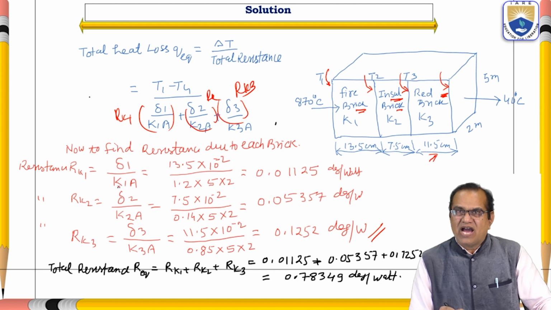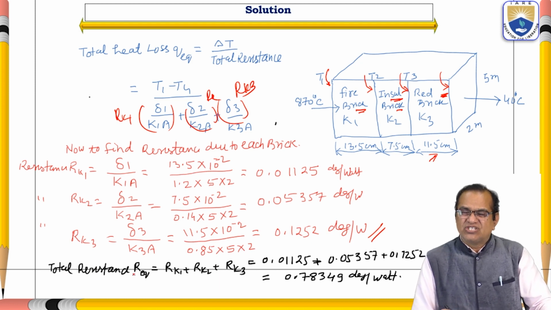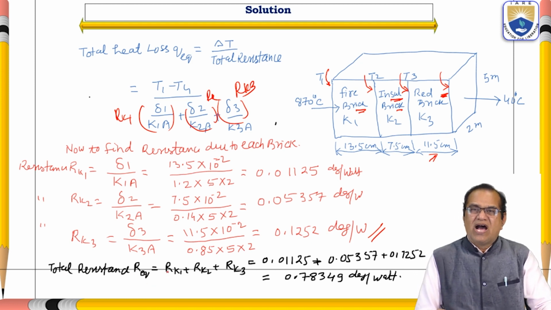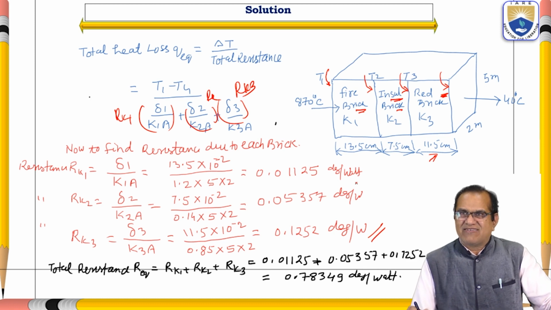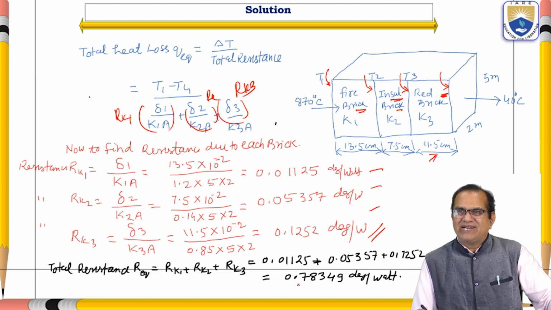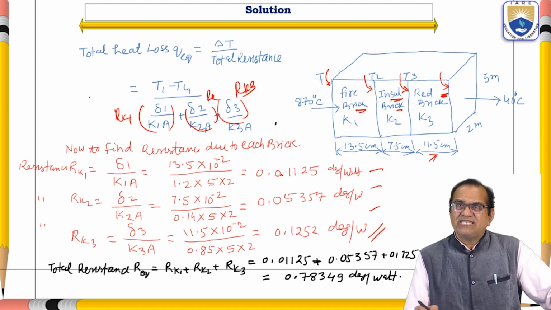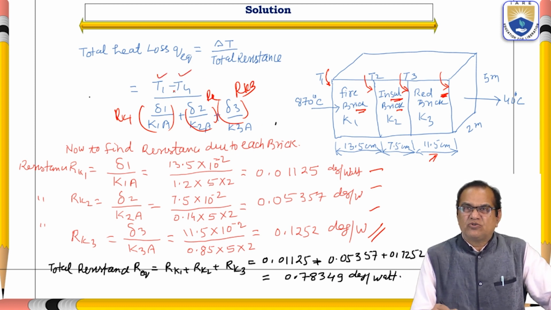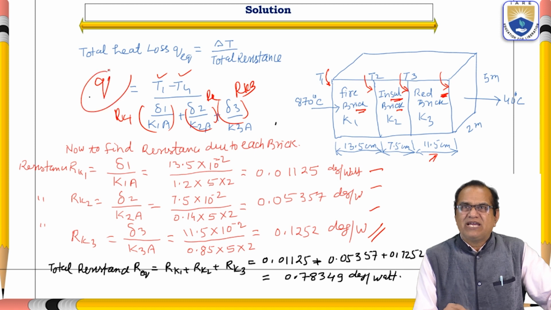So we got R1, R2, R3. Total resistance or R equivalent is equal to RK1 plus RK2 plus RK3. We will add it. We will get here 0.78349 degree per watt. So we got this resistance, and we know the T1 and we know the T4. So now we can find out the Q.